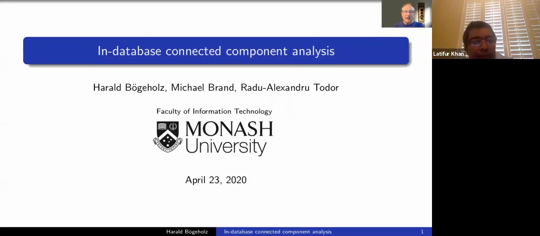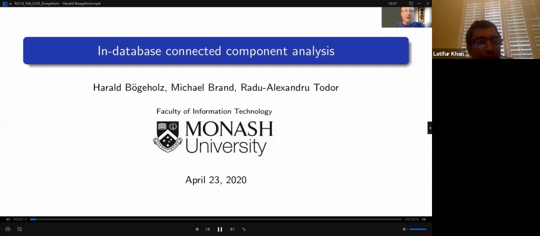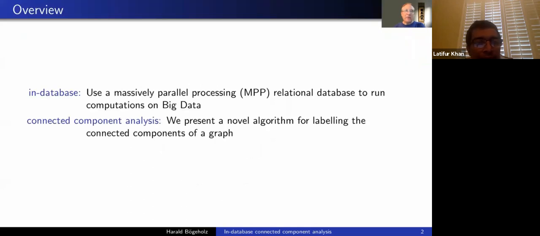Welcome. My name is Harald Bögeholz, and this is joint work with Michael Brand and Radu Alexandru Todor. This talk has 2 goals, and we've put them both in the title. The secondary goal is we want to demonstrate that for running calculations on big data, a relational database is a viable or even better alternative to other platforms such as Spark and MapReduce. And the primary goal is we present a new algorithm for labeling the connected components of a graph.